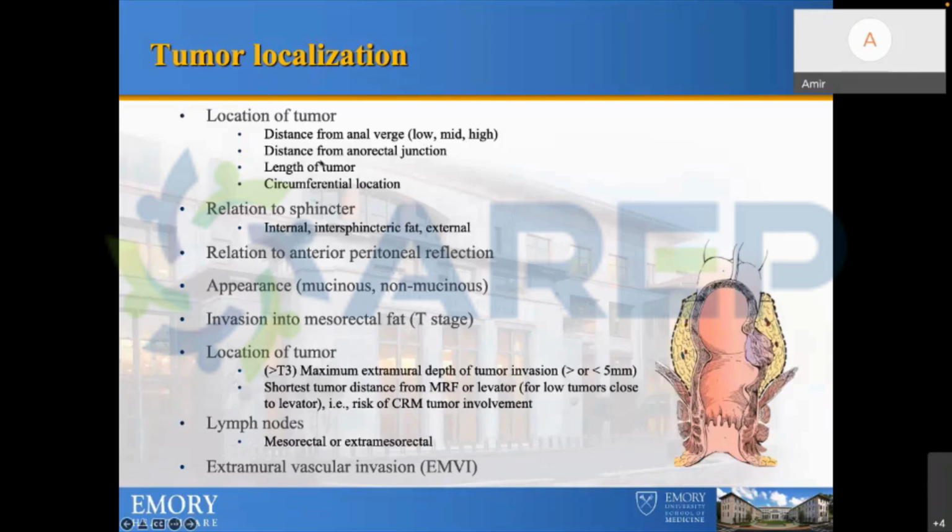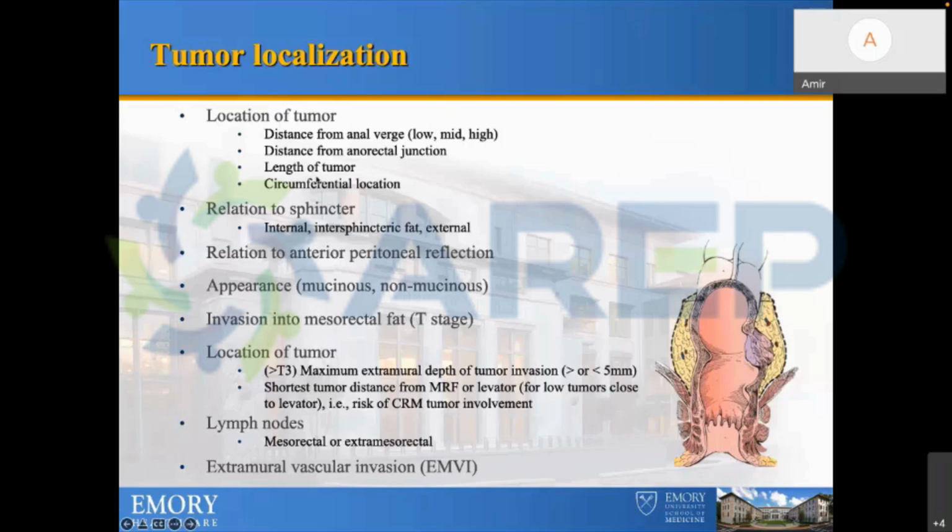You're going to talk about distance from the anorectal junction. Why? Because we want to know where the sphincter is. So basically, the location of this tumor from the sphincter. This is the sphincter around here. And if the tumor is located here, we want to measure that distance here. This is the anal verge down here.